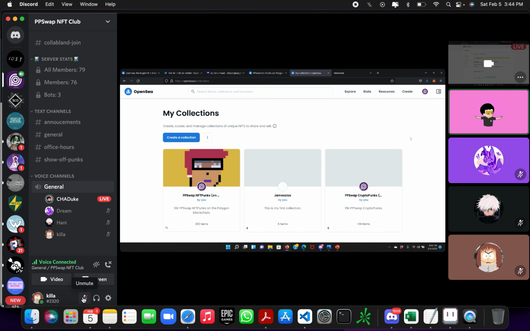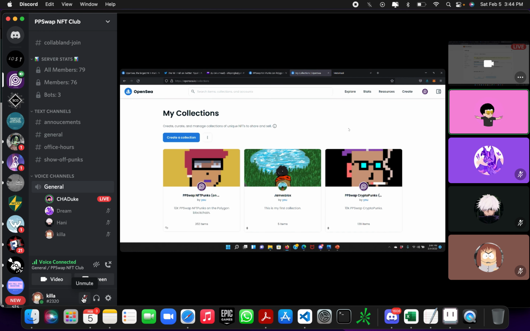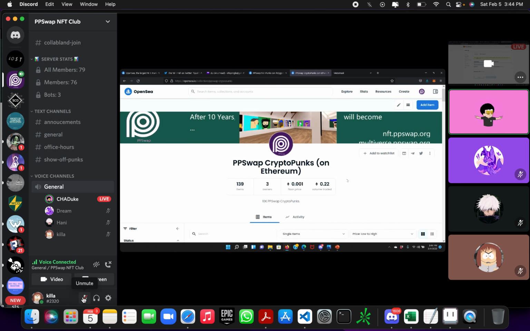So what is a collection? A collection is almost like a folder, or I would say an album. It's an album or folder where you put all your items together. Once you go to collections, in my case, I already have three collections. Inside each collection, for example, I have one for Polygon and one for Ethereum. Let's go to the Ethereum one so that you also get some experience.